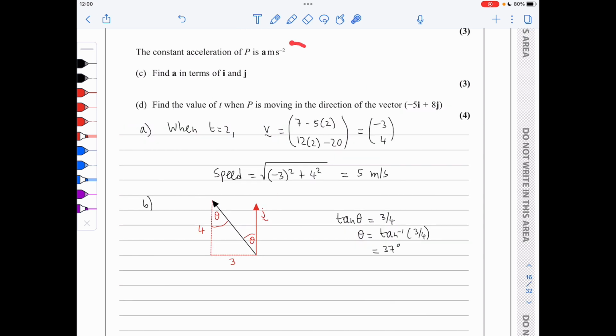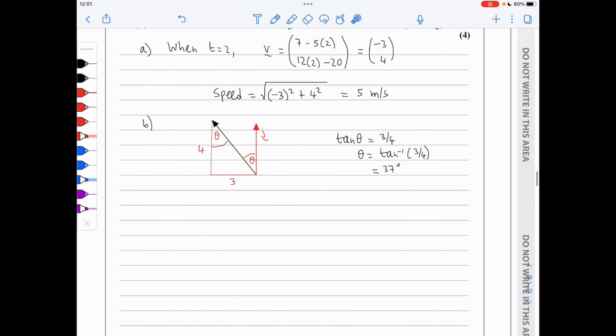In C, we need to find the acceleration a in terms of i and j. We know that acceleration is the derivative of velocity, so the acceleration vector is dv/dt. So if I differentiate the velocity, I get minus 5i plus 12j. Remember, the constants vanish and it's just the coefficients of t essentially, and this is in meters per square second.